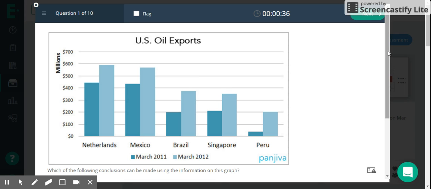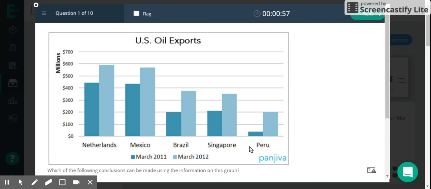I wanted to go through some of these questions from the Edulastic assignment recently, since a lot of people had some trouble. Now, when you looked at this question here, the first thing you want to do is look at the title. So here it says U.S. oil exports. So remember what that would mean.